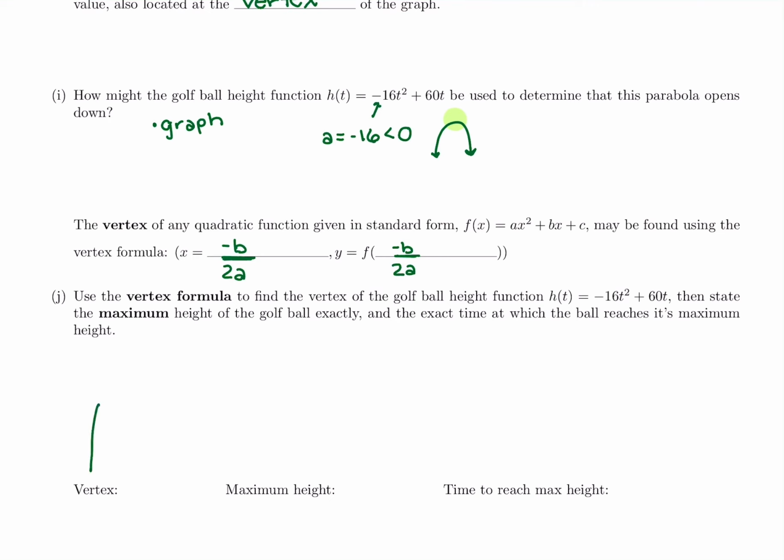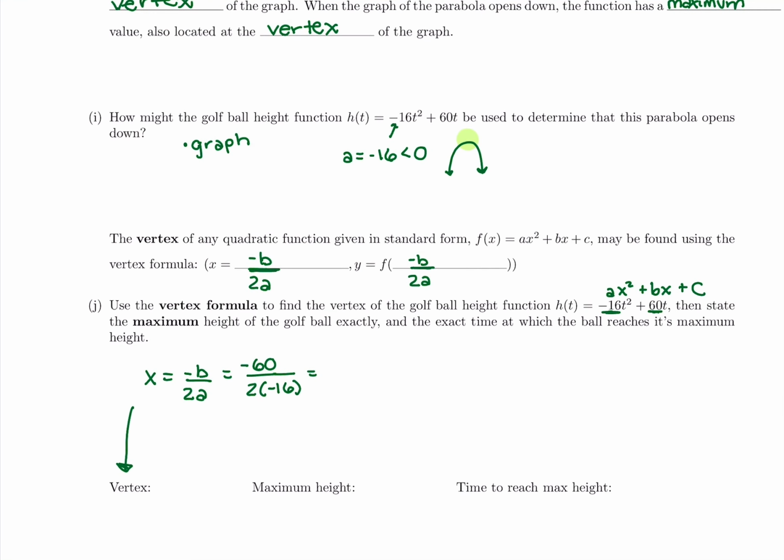So we're going to use the vertex formula to start. So the vertex is going to be negative b over 2a. In our function here, we have ax squared plus bx plus c as our standard form. So in our function, a is negative 16 and b is positive 60. There's no value for c. C is 0 for this one. So plugging into this formula, I'm going to have negative 60 over 2 times negative 16. So I would get negative 60 divided by negative 32. So the x value, or in this case, we would label it as a t value, would be 1.875.